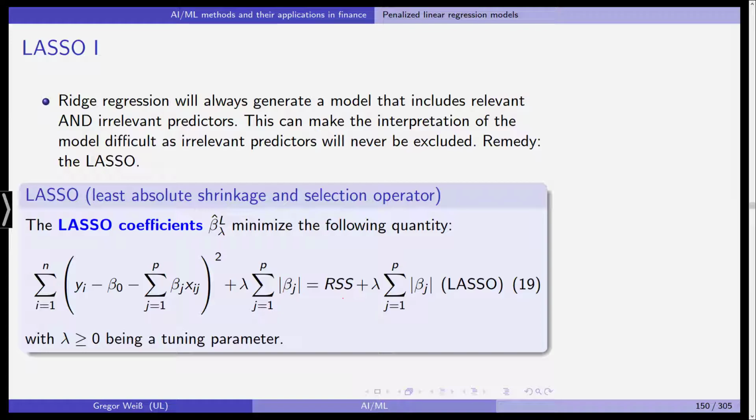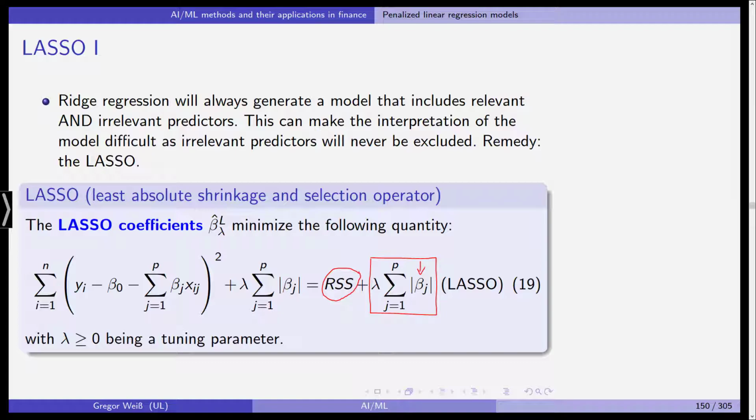Lasso is the least absolute shrinkage and selection operator, and ridge regression, as we've seen, will always generate a model that includes relevant and irrelevant predictors, because most of the predictors will not be equal to 0. However, we can remedy this by using the Lasso. The Lasso coefficients minimize the following quantity. Again, we minimize the RSS, and we are using a slightly different penalty term here. We are not using the squared coefficients, but we're using the absolute coefficients, with lambda again being a tuning parameter.